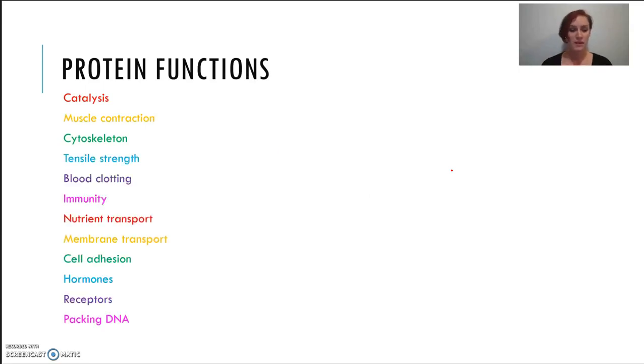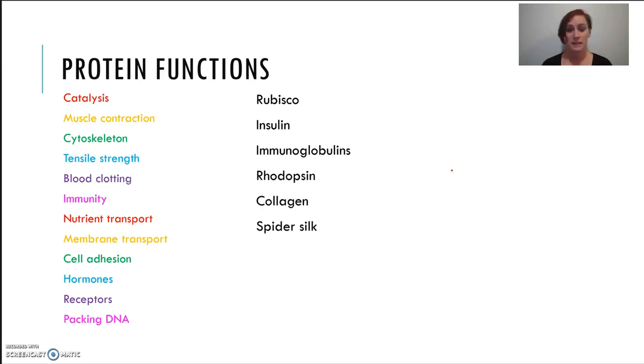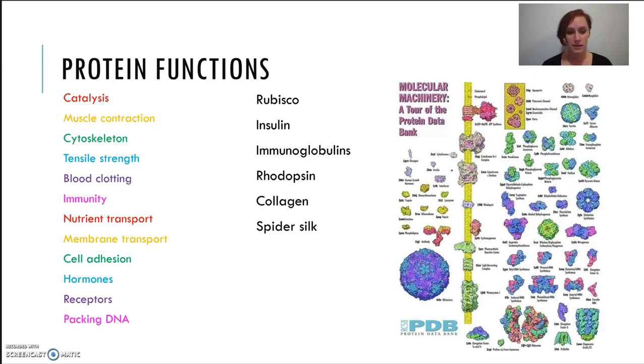All right, here's a whole bunch of functions. Now, you could spend all day doing this. And here are just 6 examples that the syllabus specifically recommends. There are so many proteins in your body doing so many jobs. We can't possibly learn them all, but we need to have a think about some of these.